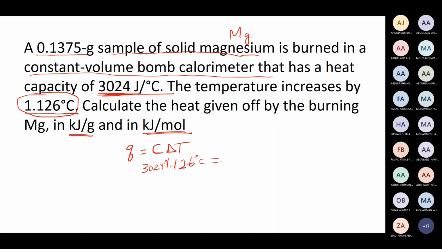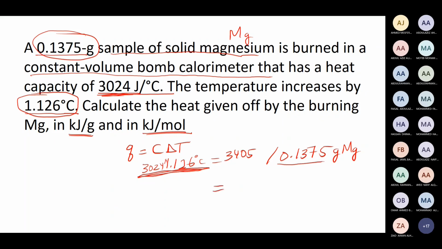But this is per what? Per gram? Per joule. 1.1375 gram Mg. This is the heat from this amount. What's the answer here, by the way? Multiply this by this only. 3405. Only, without anything else. Good. Can you make it per gram?